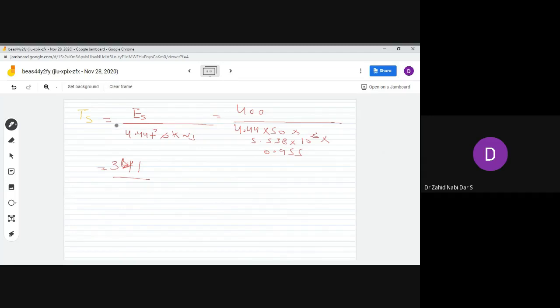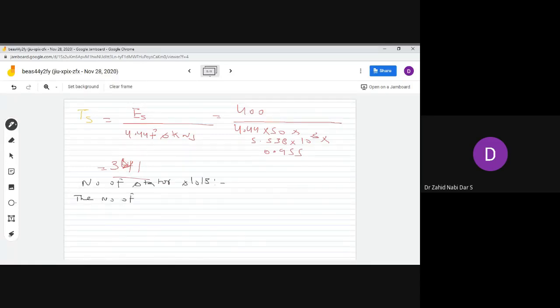The number of stator slots per pole per phase QS should be either equal to or greater than 2. Otherwise leakage reactance will be high. Whenever you are taking the number of stator slots, there is one particular thing that you have to keep into account.